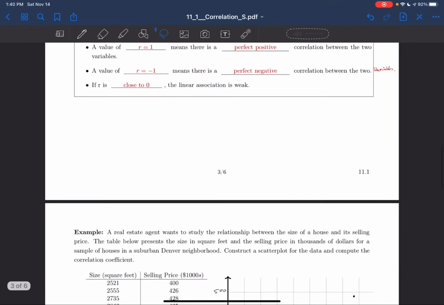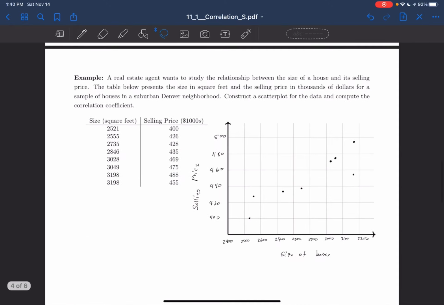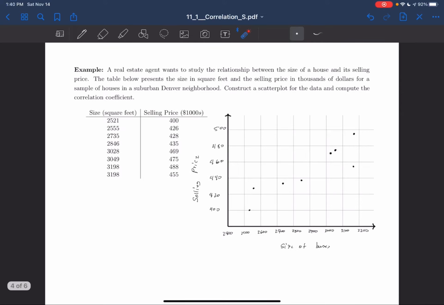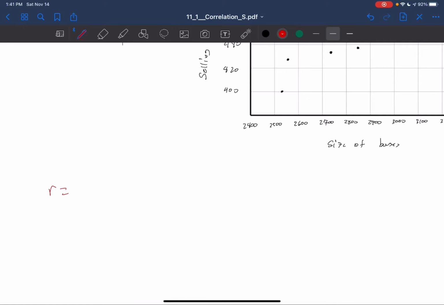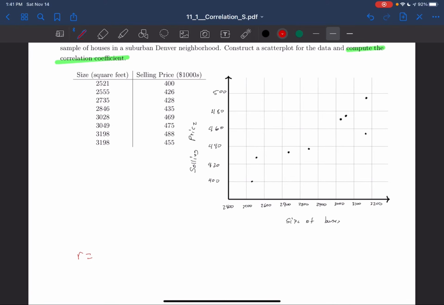Okay, so let's revisit the example that we did. We had this data set where we have the sizes of houses in square feet and its selling price, and we already did the scatter plot. But here we want to compute the correlation coefficient, our R. What is our R here? And again, this tells us how correlated these two variables are. So we have to use Excel for this.